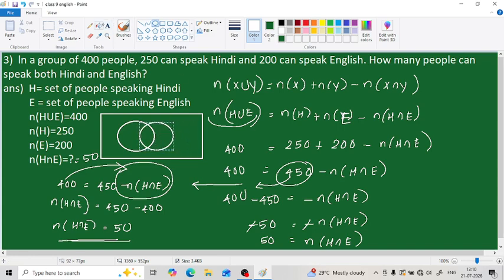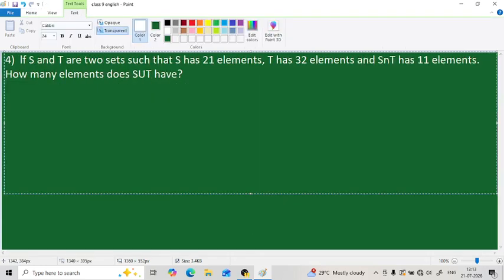Still, the final answer you can show by Venn diagram. Here it is H and here it is E. In total H has 250, so here you can write 250, and in total E has 200, and how many are in common? H intersection E equal to 50 is common. So this is our equation, and this is the Venn diagram of the same.